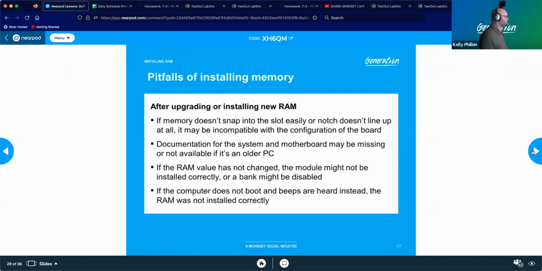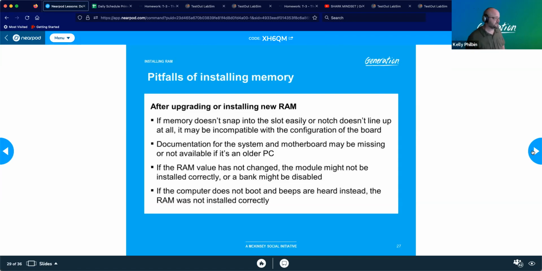All right. Once we've installed it, we want to verify it in the BIOS, make sure the computer can see it, and that SPD is doing what it's supposed to do, telling the computer, here's what I am, here's what I'm capable of. If it doesn't snap easily into the slot, like only one side goes in, it's likely that the notch does not line up, and you have an improper generation. So that may be one of them.